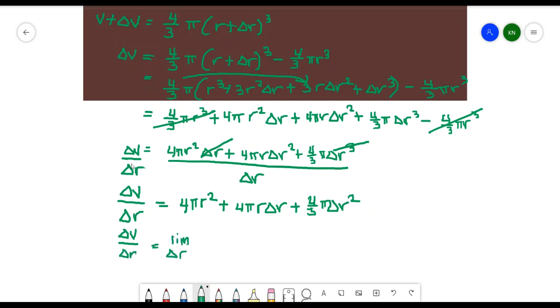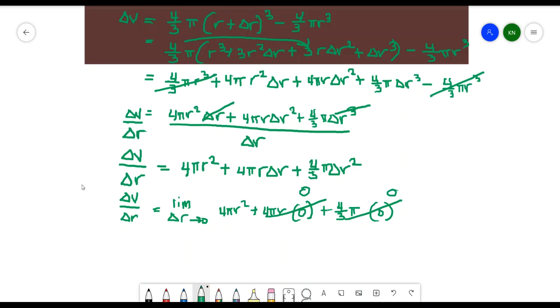Now taking the limits as delta r approaches 0, we have 4 pi r squared plus 4 pi r times 0 plus 4/3 pi times 0. So basically this will be cancelled, this will be just equivalent to 0. So the final answer now is equivalent to 4 pi r squared. Meaning to say, our volume with respect to the change in radius is equivalent to 4 pi r squared. So that will be the answer in our A.